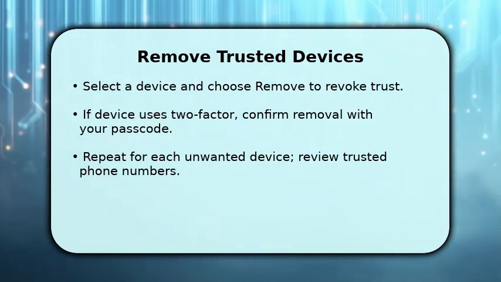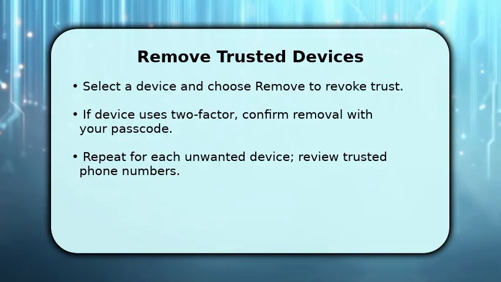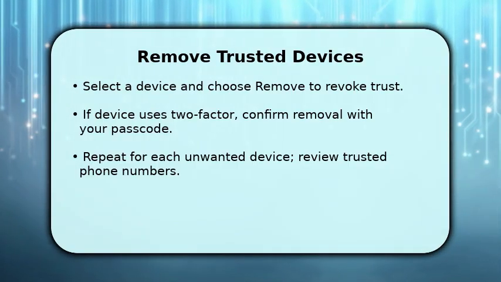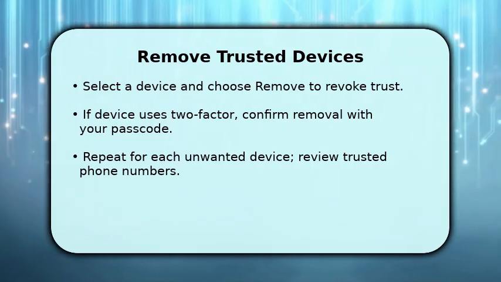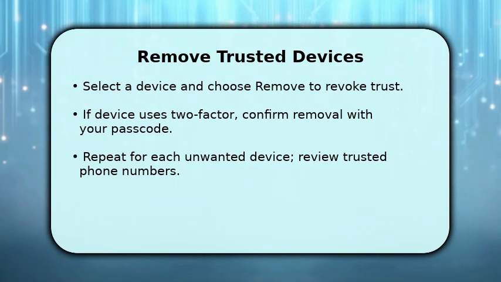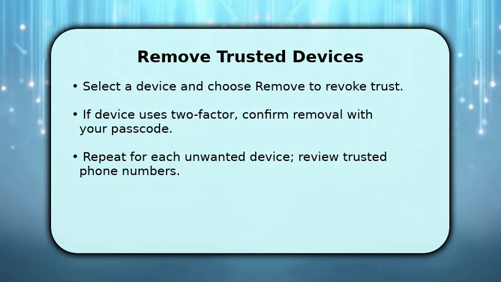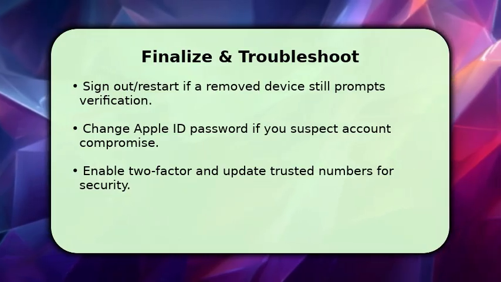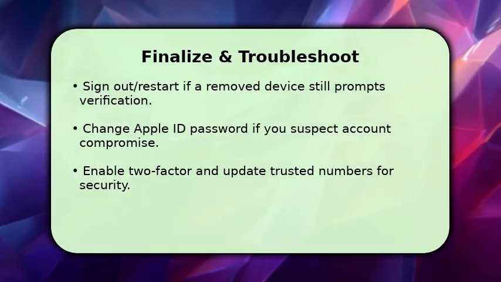Make sure to remove every device you don't use or recognize, and then double-check trusted phone numbers and email addresses listed under two-factor authentication. If a device is offline, removal still disassociates it from your account. After removing devices, sign out of iCloud and sign back in, or restart your iPhone to force a refresh across services. This clears cached trust tokens.